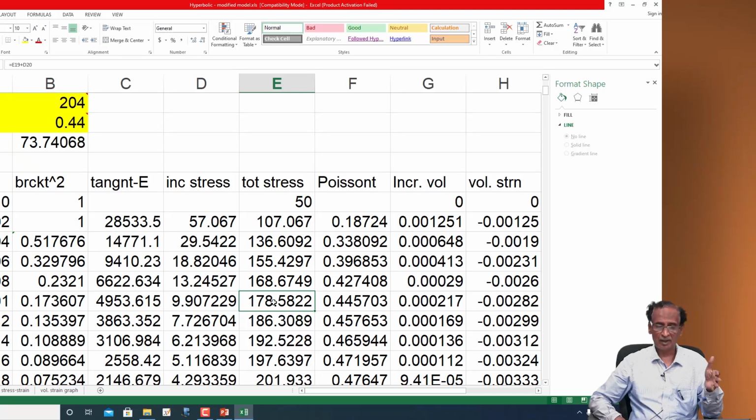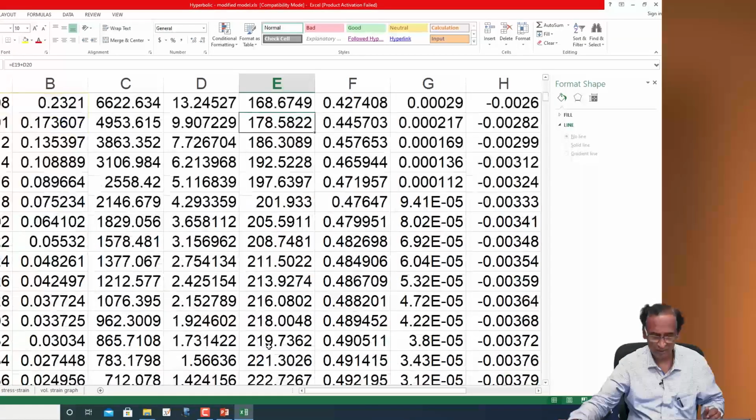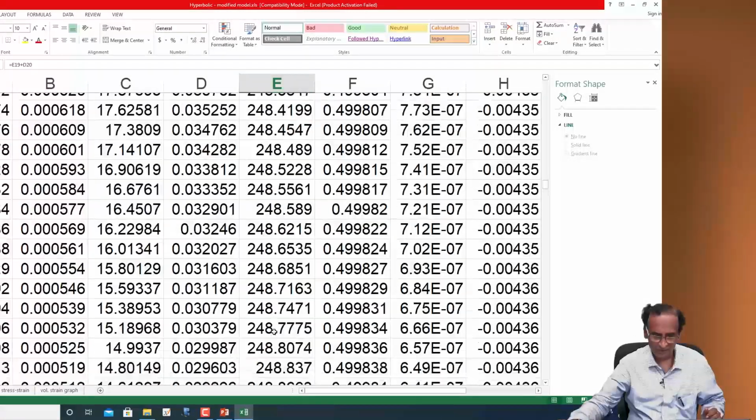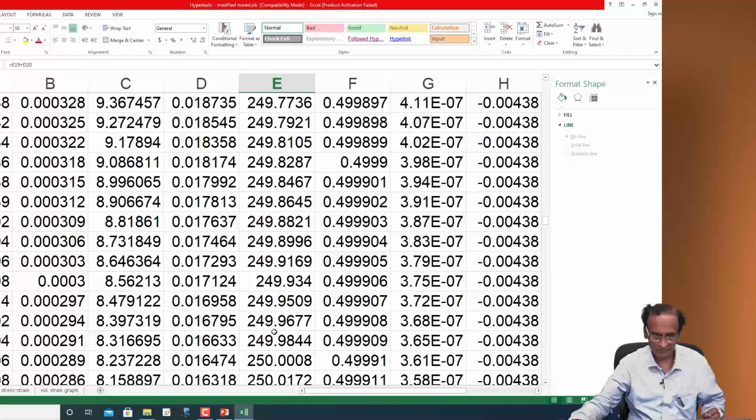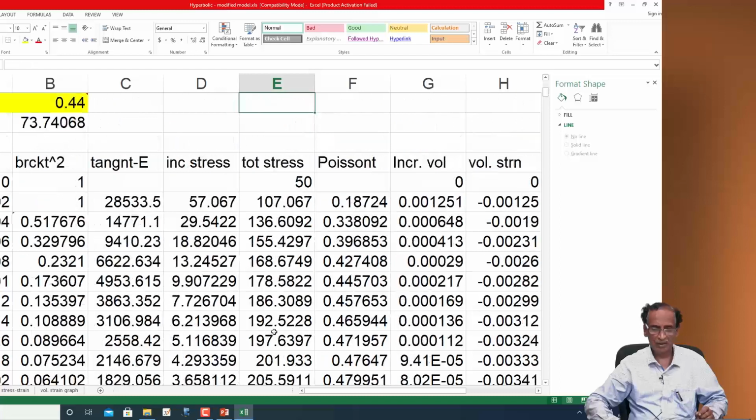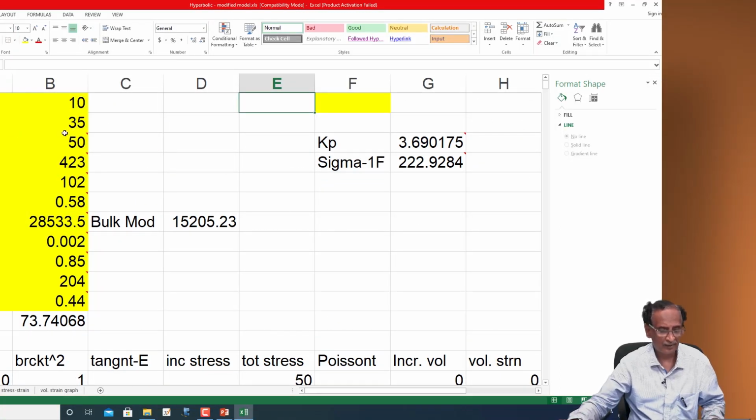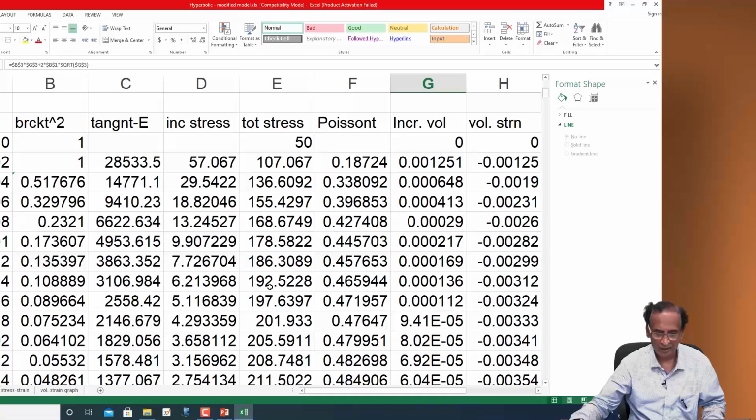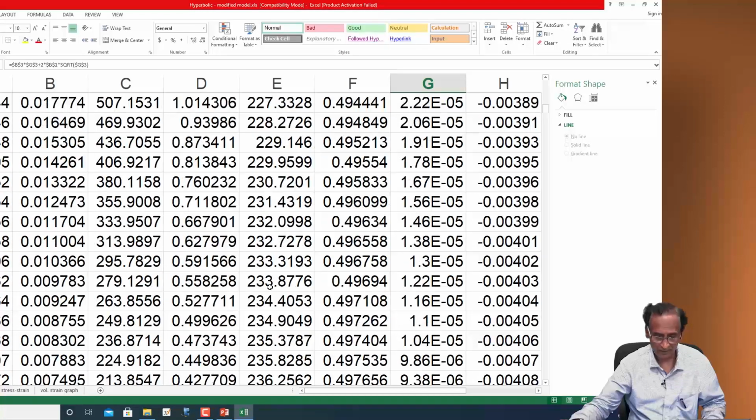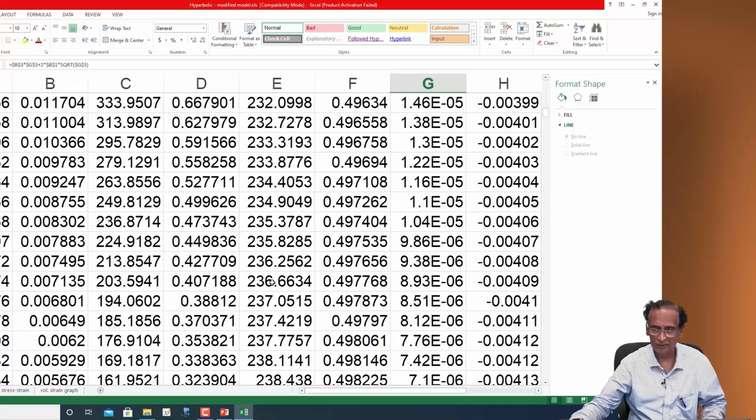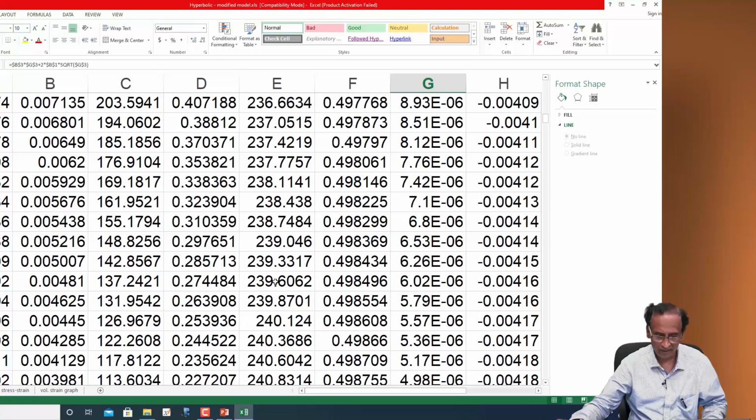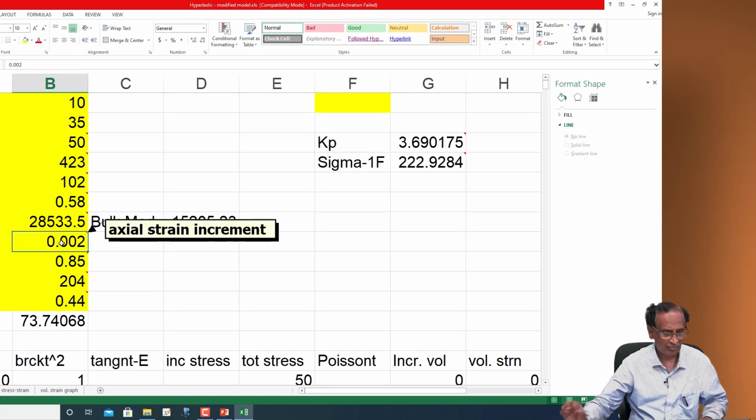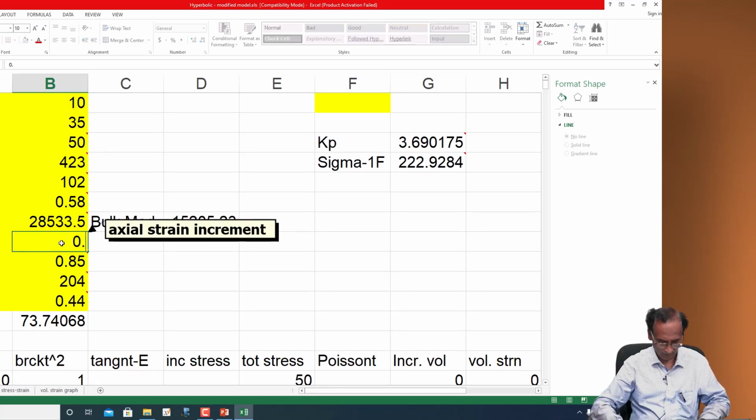original hyperbolic model, and also the modified hyperbolic model, the predicted deviator stress is much higher than the theoretical limit. Say for example, for this case of 50 confining pressure, the maximum sigma 1 is 222, but your predicted stresses are much higher than 222. So, that is one thing that we need to fix, and that we can fix by decreasing the incremental strain ratio.